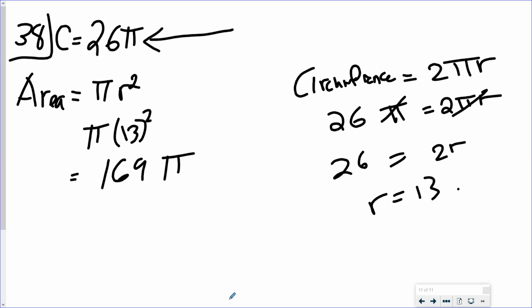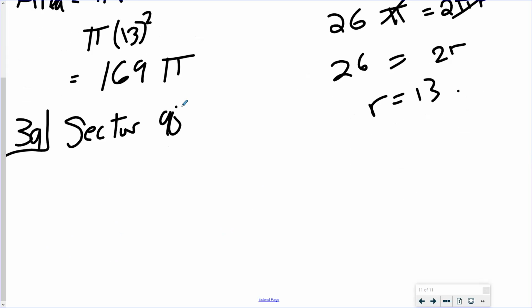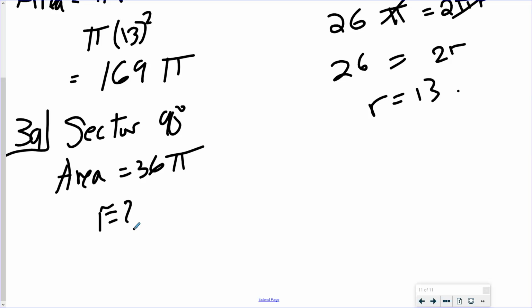Yes. Okay. Now let's do number 39. In number 39, a circle has a 90 degree sector with an area of 36 pi. There's a sector with a 90 degree angle, and its area is 36 pi. I want you to find the radius of the sector.